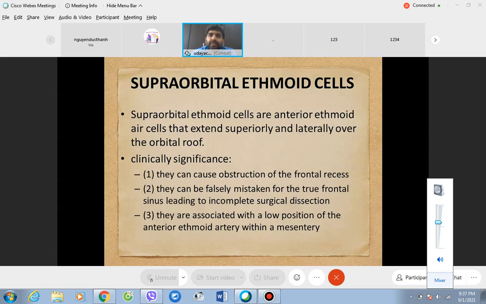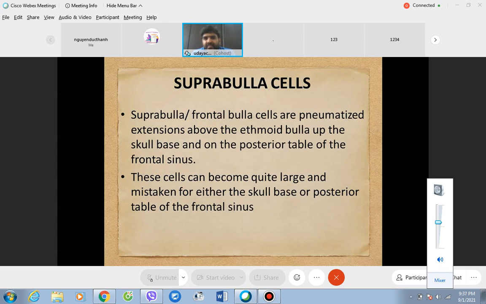If we are not aware of that by mistake, there can be damage occurring to the anterior ethmoidal artery also. So these are the clinical significances of the supraorbital ethmoidal air cells. The another type of cell is suprabullar cells. The suprabullar cells, or the frontal bulla cells, are the pneumatized extensions above the ethmoidal bulla up to the skull base on the posterior table of the frontal sinus.